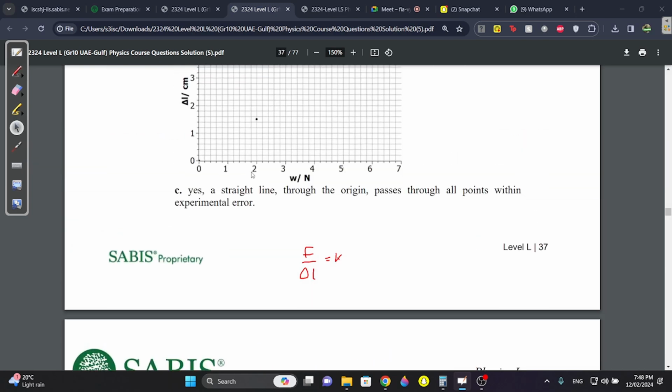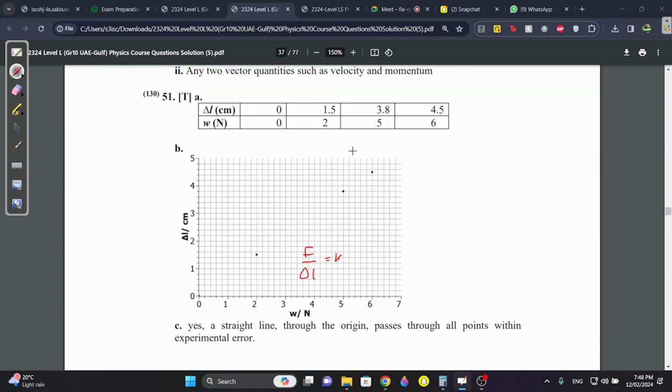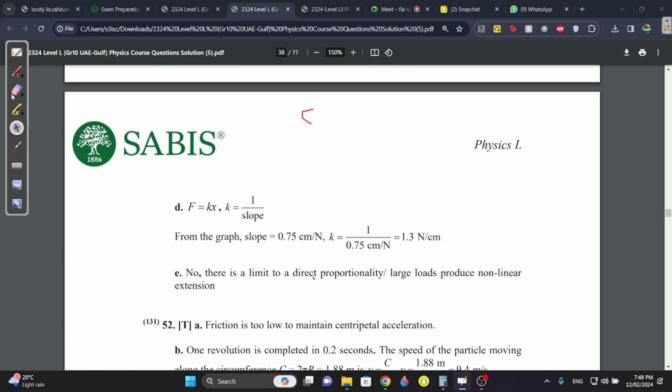In this case, just take any 2 points. The force, let's take 2 and 1.5. You can take 2 divided by 1.5 equals K, and you get 4 over 3, I think. 1.3. Yeah, 1.3. You get 1.3.